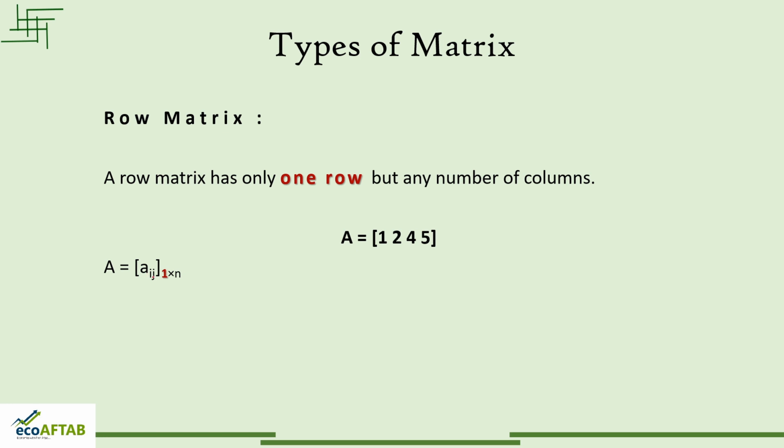Now what is this Aij? Aij refers to the entry in row i and column j. The ith row, jth column entry is Aij, and this 1 by n is telling us row by column: one row and n number of columns. So this is 1, 2, 3, 4. If this goes on, this becomes n number of columns. So this is a row matrix.